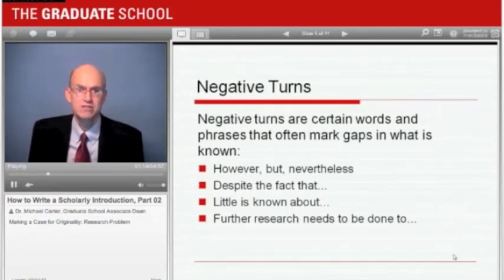A negative turn consists of words such as you see here. It's a sentence often beginning with however, but, nevertheless. Sometimes it's phrases, despite the fact that, or little is known about, further research needs to be done, or little research has been done. These are called negative turns because they are a contrast between the description of what is known in the literature area and what is unknown. And the negative turn is the marker for a research problem.